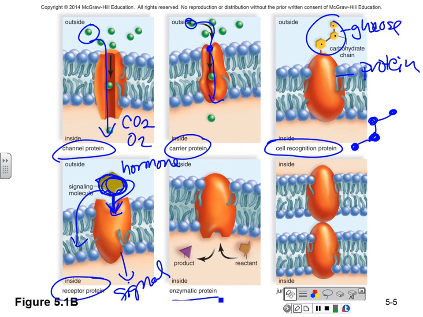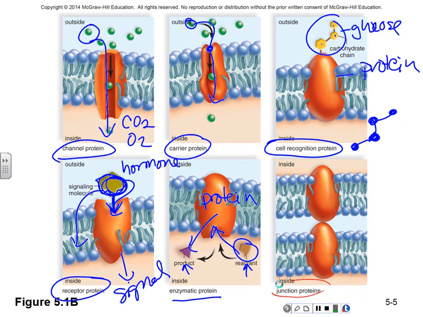Enzymatic proteins. We briefly talked about this when I talked about sucrose and sucrase and breaking down products. We're going to talk about it a little bit more. But basically, if I want something to bind and I want this protein to break this product down into a different product, think about dehydration or hydrolysis. Those were enzymatic reactions. And then this last one is called a junction protein.